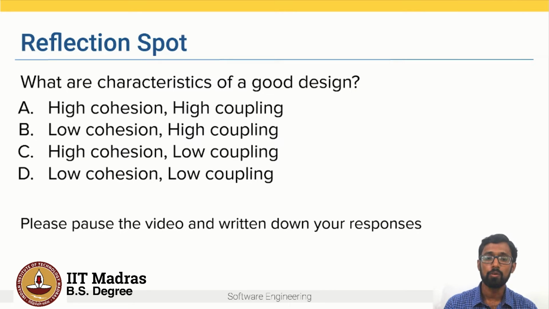The thing to note is that if coupling is high, what does that mean? There is a lot of interaction between modules, and that generally means that the cohesion is low, right? And vice versa. So we cannot have designs which have high coupling and high cohesion, or low coupling and low cohesion. So this rules out options A and D. Now let's look at option B. Let's understand what happens when modules have low cohesion and high coupling.